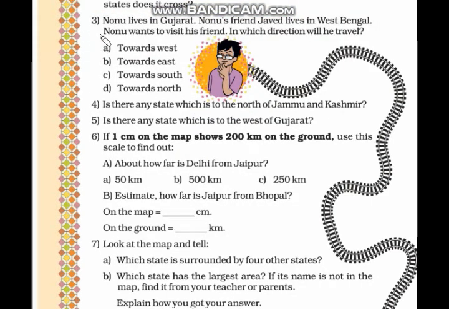Now question number 3. Nonu lives in Gujarat. Nonu's friend Javed lives in West Bengal. Nonu wants to visit his friend. In which direction will he travel? So now Nonu wants to go from Gujarat to West Bengal. So in which direction will he travel? Let us see in the map.